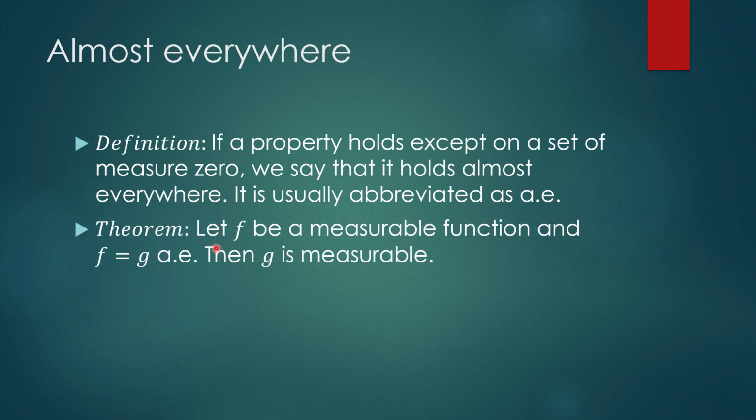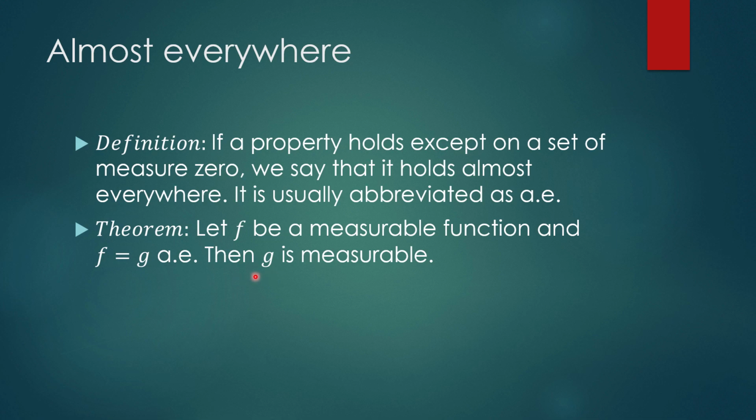Theorem: let f be a measurable function and f is equal to g almost everywhere, then g is measurable. What does it say? It says that f and g are equal at almost every point, and at some points they fail to be equal, that is, f is not equal to g at some points, and the measure of the collection of those points should be 0. That is the meaning of f equals g almost everywhere. And the theorem says that if f is measurable and f is equal to g almost everywhere, then g is measurable.